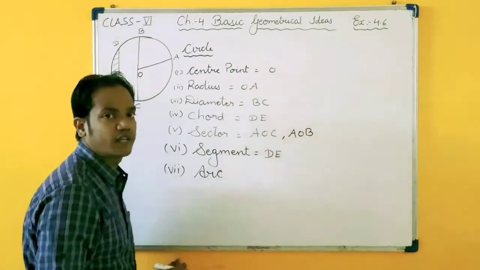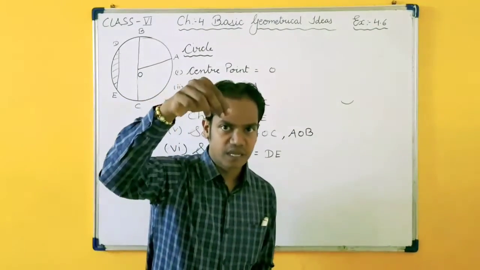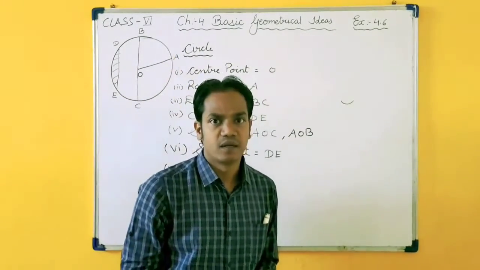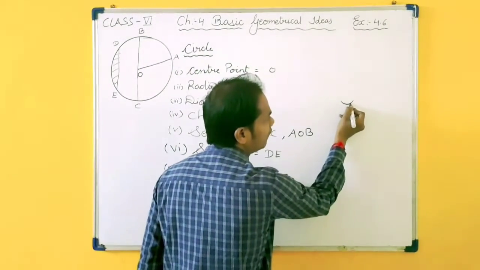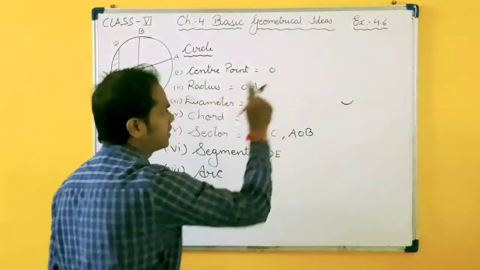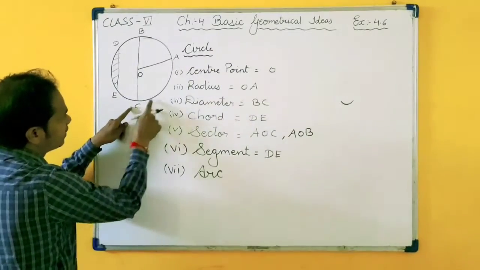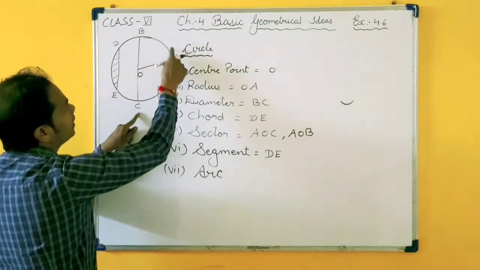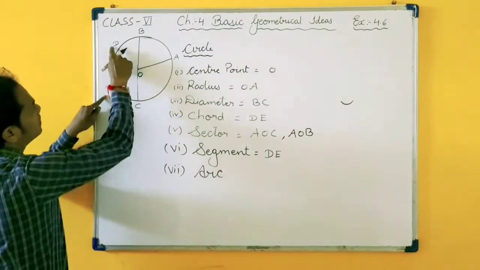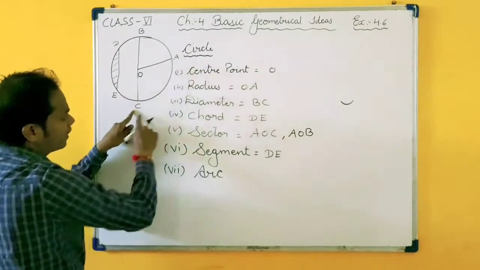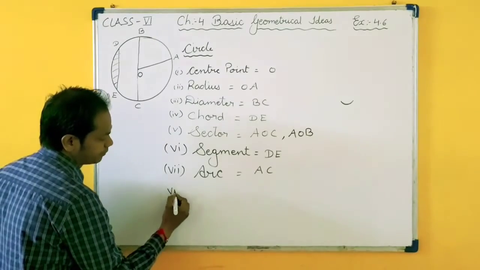Now arc. You know that arc. What is arc? This is your arc. Take one glass bangle and break it. The smallest part, what you will get? You can see the shape. You will get the shape like this. So this is an arc. Can you find the shape like this here? Yes, this AC. AC is your arc. This BA, BA is your arc. You can take CB, CB is also arc. This DE is also arc. So I am writing here AC. What is your arc? Your arc is AC.